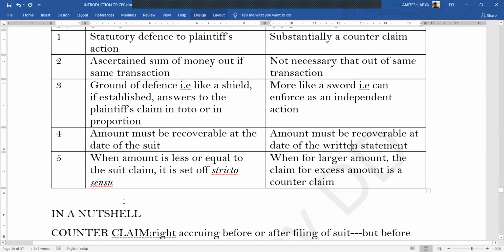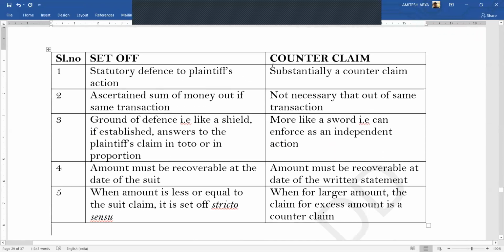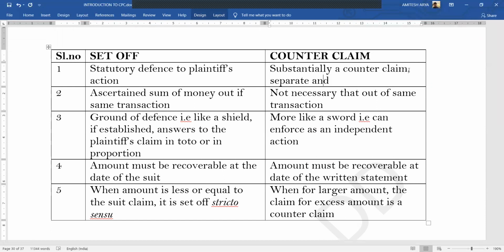Now we need to understand what is the difference between a counterclaim and a set-off. So we see that the first thing is that set-off is a statutory defense to a plaintiff's action, and counterclaim is substantially a separate independent claim. Then second, set-off should have an ascertained sum of money which is arising out of the same transaction, whereas in a counterclaim it is not necessary that it should arise out of the same transaction.